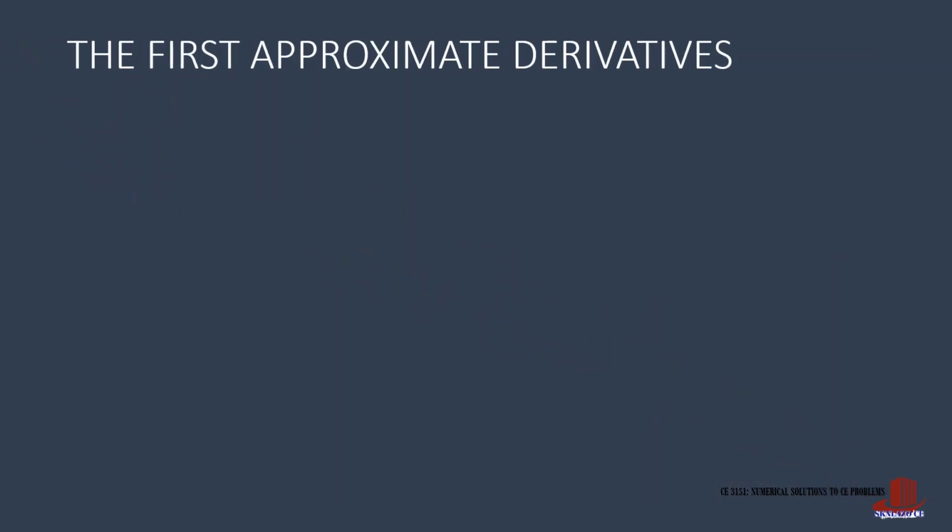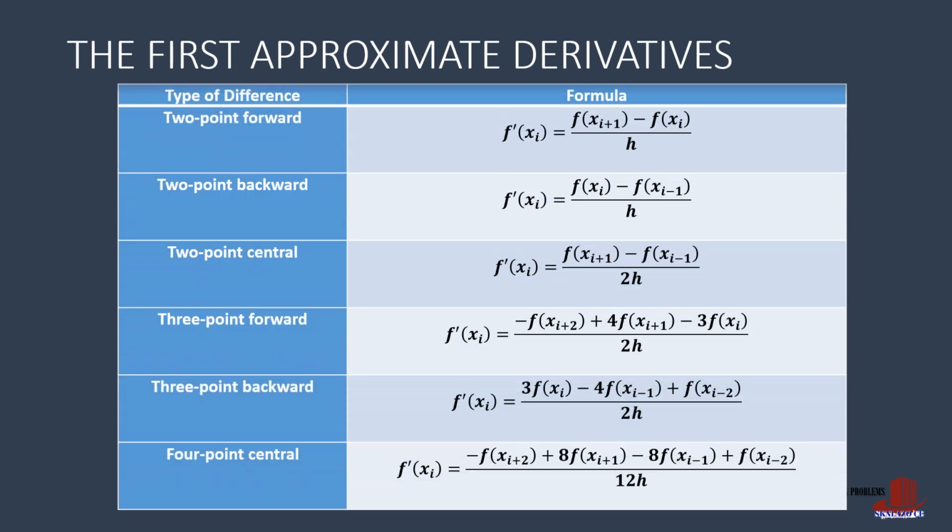The set of approximate first derivatives contains three methods with 2 points. They are 2-point forward, 2-point backward, and 2-point central, followed by two functions involving 3 points. Then there is also 4-point central, making 6 functions to determine the rate of change or tangency.